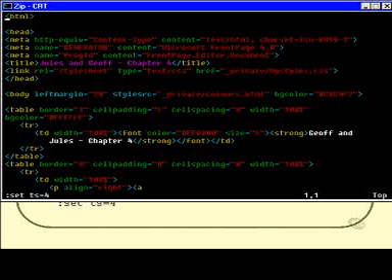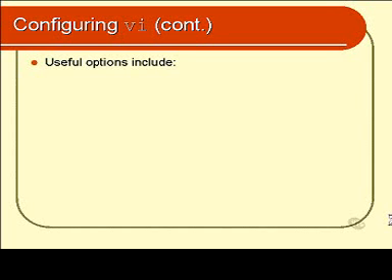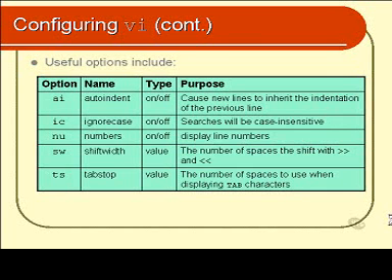But what options are actually useful for us to set? Well, let's have a look at some. Options that I've found useful include, reading from top to bottom, AI, we mentioned that before. What does it actually mean? Auto-indent. Cause new lines to inherit the indentation of the previous line. Let's have a look at how that works.